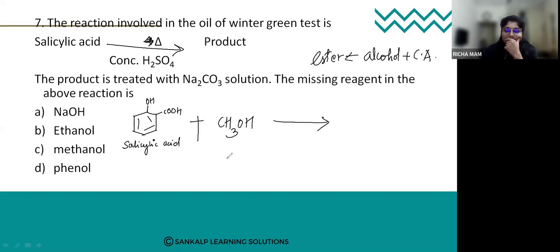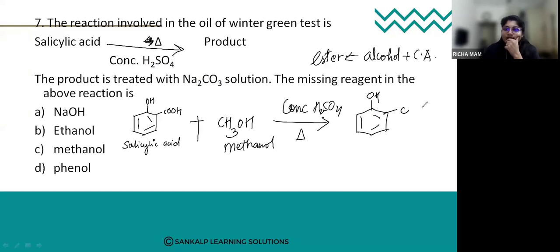Okay, if I take methanol, that is our alcohol, in the presence of concentrated H2SO4 and heat, what am I going to get? I'm going to get an ester. So what is the ester? It is C double bond O CH3, plus the byproduct is water.